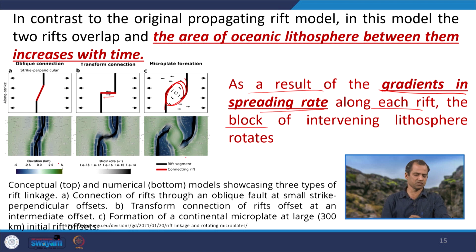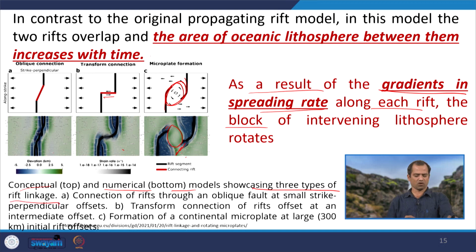So, this is the computer simulation of how the different spreading rate and this propagating rift is engulfing an area, and how the stress system is changing and how it is reorienting itself. So, this is a conceptual model at the top and the numerical model at the bottom. It is showcasing three types of rift linkage.